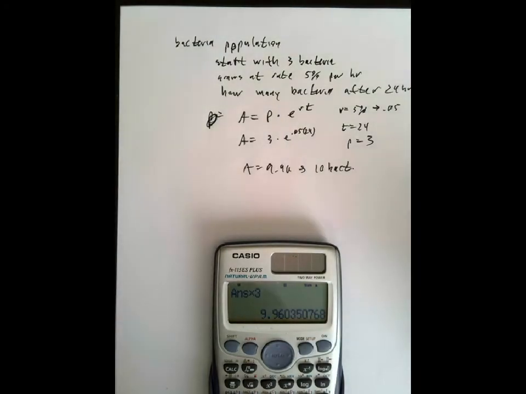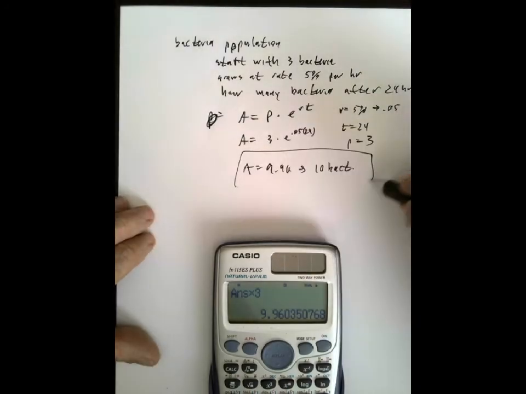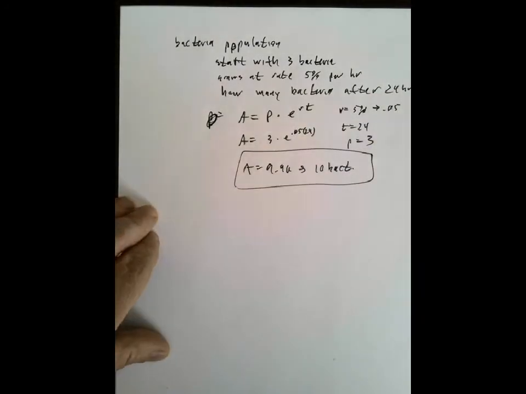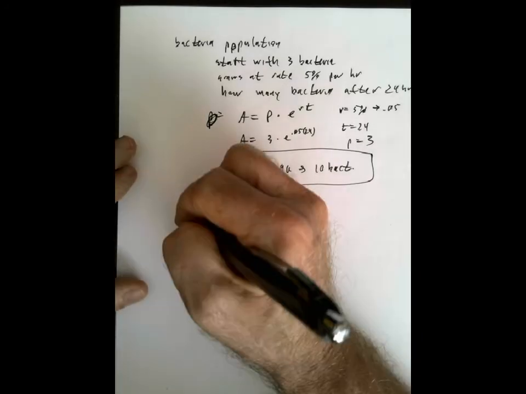Now, doesn't sound like a lot, but 5% is actually a very slow growth rate. Bacteria, especially when you're getting sick, the growth rate is much more than that. But anyway, so that's that. Or let's say, here's another example.